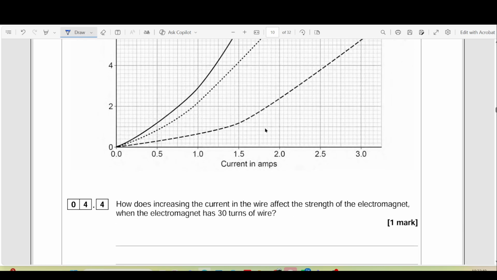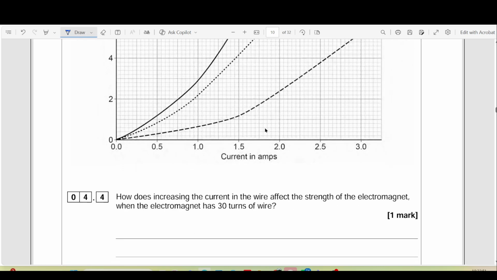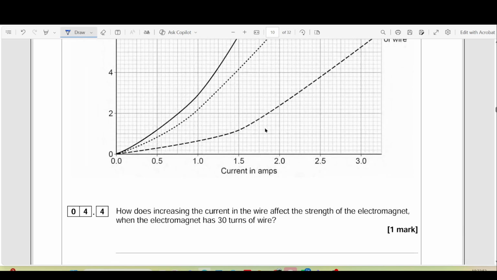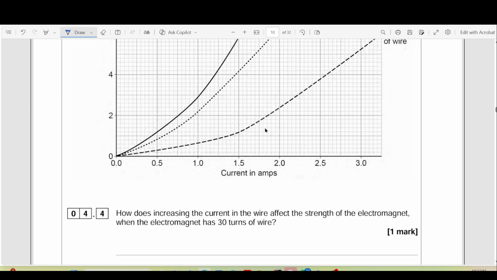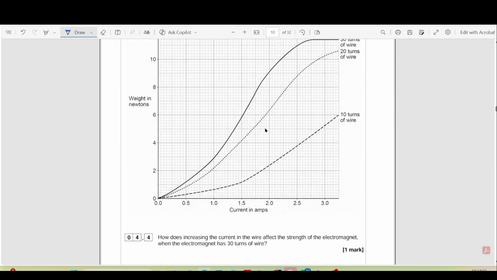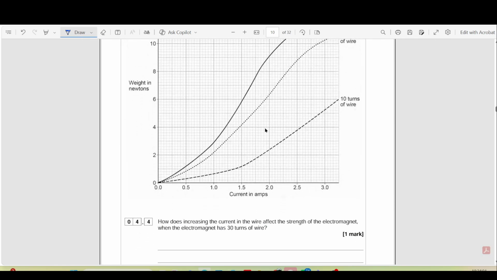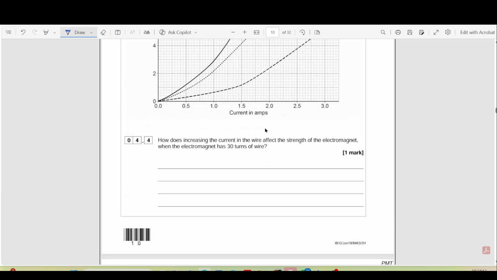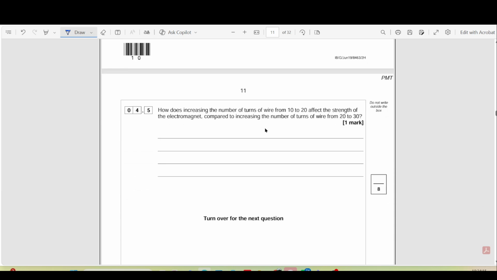How does increasing the current in the wire affect the strength of the electromagnet when an electromagnet has 30 turns of wire? 30 turns of wire. When the current increases until 2.5, the weight increases. Yeah, until it reaches the maximum value, right? Yeah.